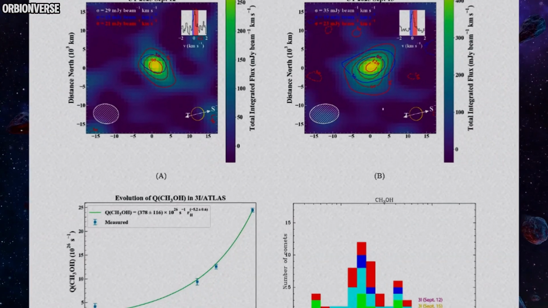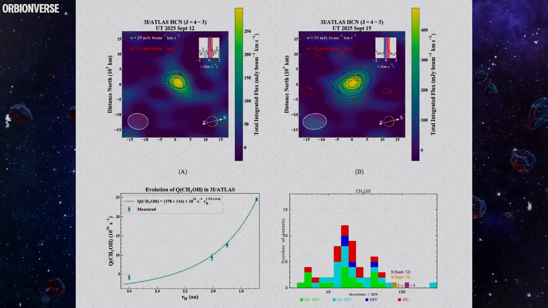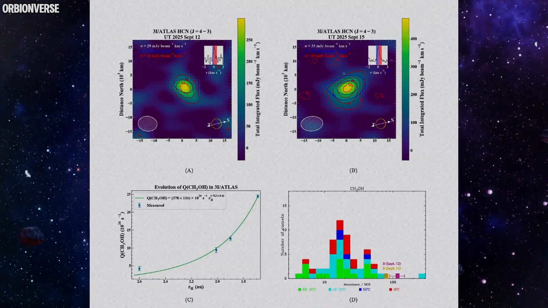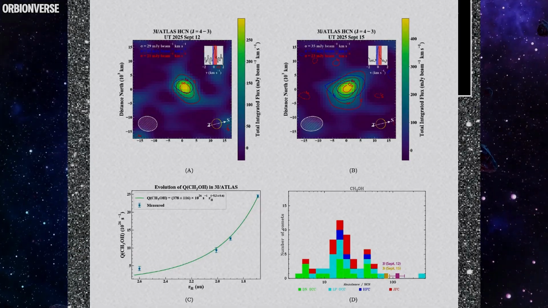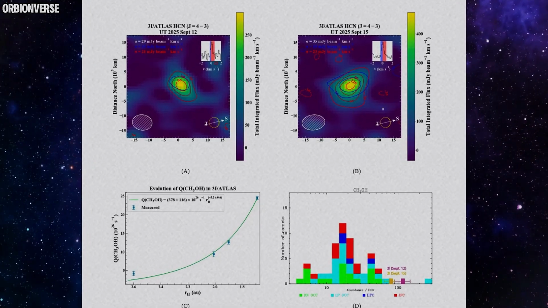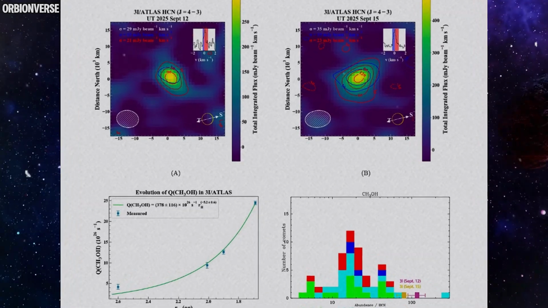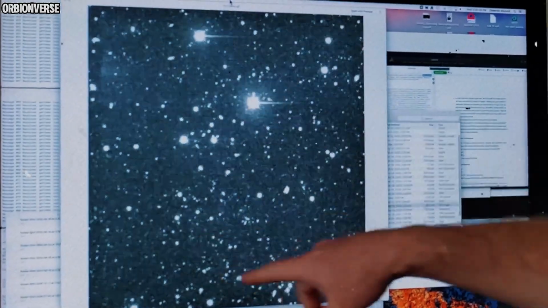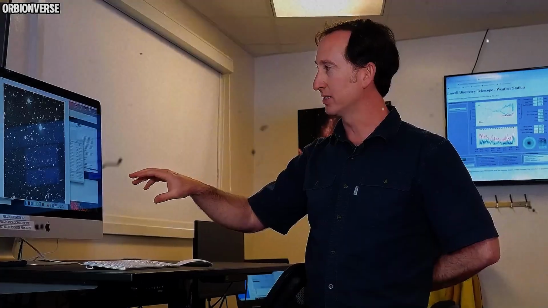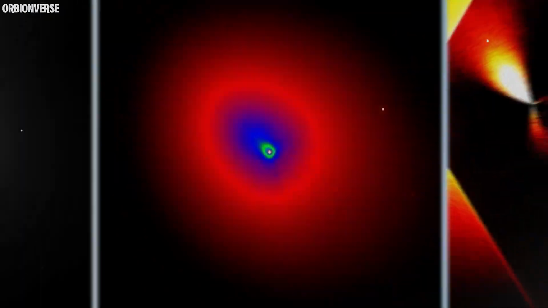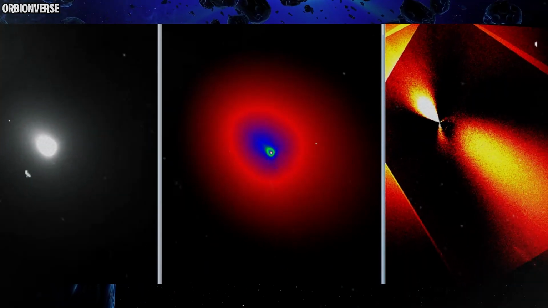Every new analysis refines the picture, and the picture emerging is clear. 3I Atlas is not behaving like a typical comet, not like a typical asteroid, and not like anything we fully understand yet. Its anti-tail remains sunward, its scale remains extreme, its persistence defies simple explanations. Soon it will move farther away. The observation window will close, and the details we are capturing now will become data points studied for decades.